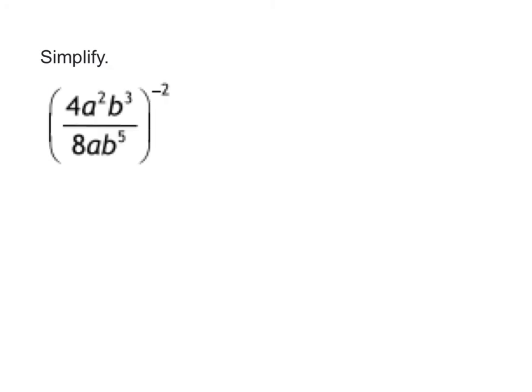I have just one more for us to do. This one. Let's simplify inside the brackets first, I guess. 4 over 8 reduces to a 1 over 2. And then if I do a squared divided by a, that's just an a on the top. B cubed divided by b to the power of 5 is b to the power of -2. And then this is all to the power of -2.